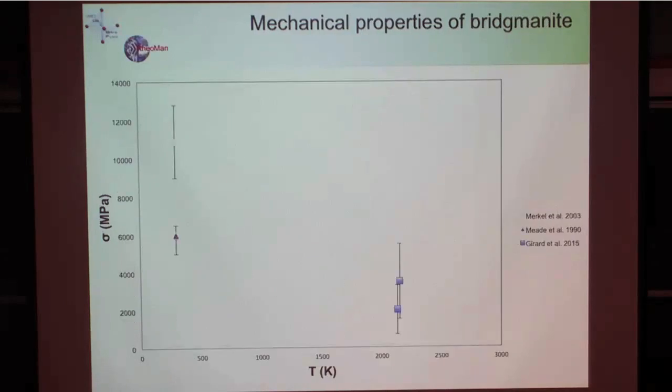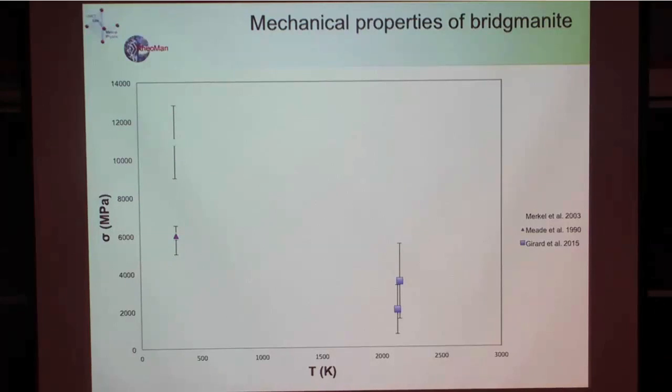And last but not least, a few months ago, we had the first result from Carrez's group on plastic deformation of an aggregate of magnesiowüstite and bridgmanite, and we have a few points. There are more in the paper. We've just plotted those at lower strain that we will compare later with our results, and we have also some data at room temperature. So, well, this is a real improvement.